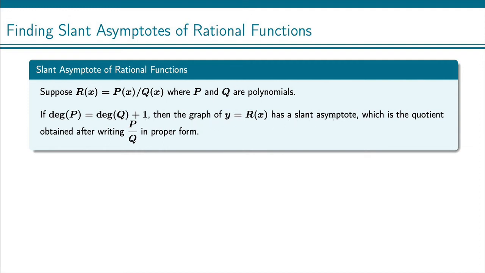And to find that slant asymptote, we do the quotient, okay, after writing p over q in proper form. What that means is that we would do long division here with p divided by q. We do our long division, okay, p divided by q. We go through, and up here, okay, this is the quotient. This is the slant asymptote. So after you go through the whole thing, whatever ends up here is the equation of the oblique asymptote.